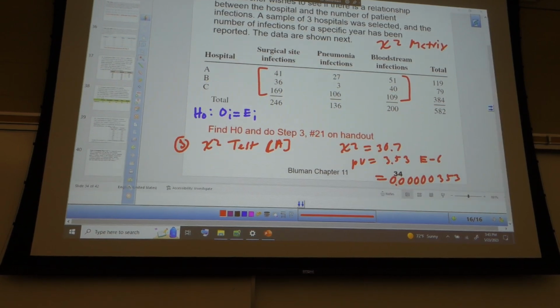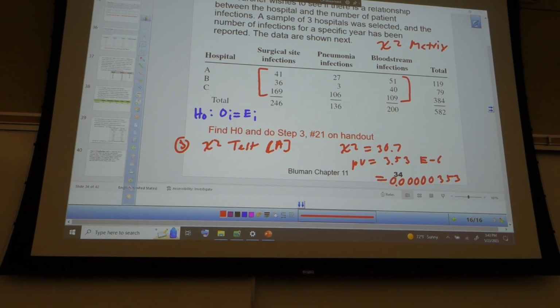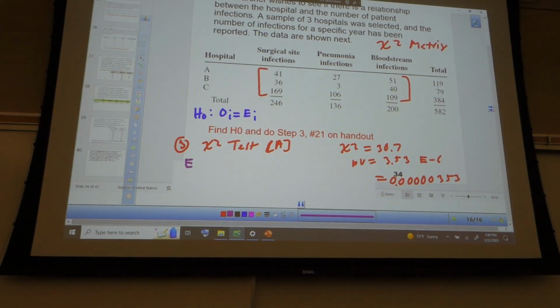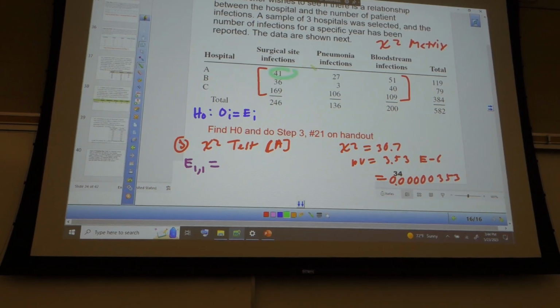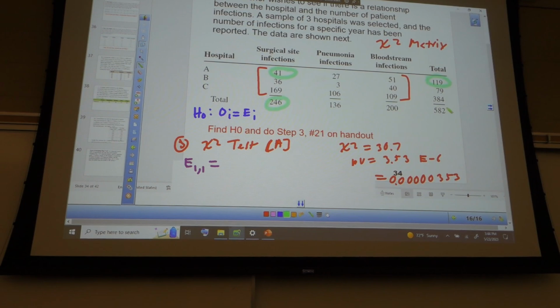Now don't forget, also with the matrices, you need to give me the first and last expected values. So please find those also. I'll give you 1 more minute for those. Okay, so the first one is E of the first row, first column, the very first one. So that goes with this one here. We're going to take its row total and its column total, divide by the grand total. So 119 times 246, in either order, it doesn't matter, divided by 582.